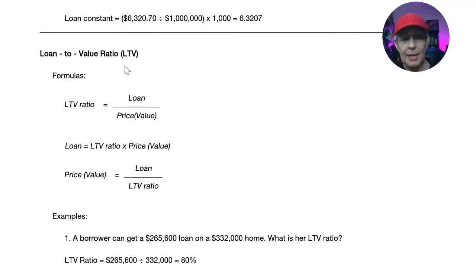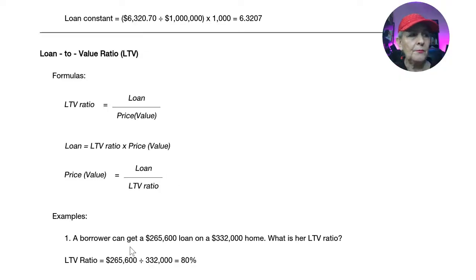Okay, loan to value ratio, LTV. LTV ratio equals the loan divided by the price value. Loan equals LTV ratio times price value. Price value equals the loan divided by the LTV ratio. Same formula, just solving for a different part of the equation.